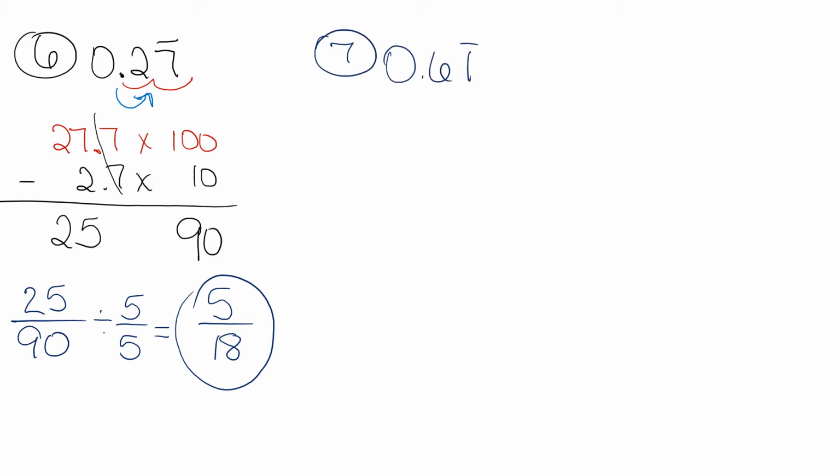0.61 with the 1 repeating. Again, move that decimal to the end of the number. So that would be 61.1 times 100, since we moved it 2 places. Then come back and move that decimal directly in front of that repeating number. So that would be 6.1. We moved it 1 place, so that'd be times 10.